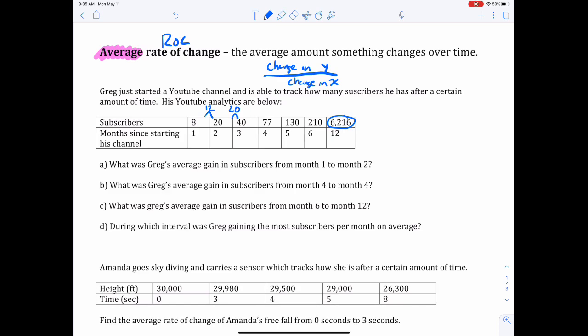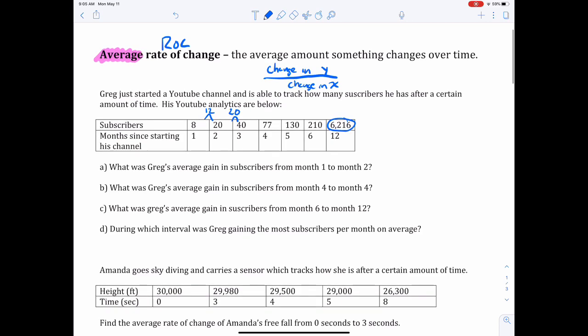Letter A. What was Greg's average gain in subscribers from month 1 to month 2? Well, he gained how many subscribers from month 1 to month 2? 12, right? 20 minus 8 equals 12, and divided by the change in X. So how many months did it change by? 1. So 12 subscribers per month.